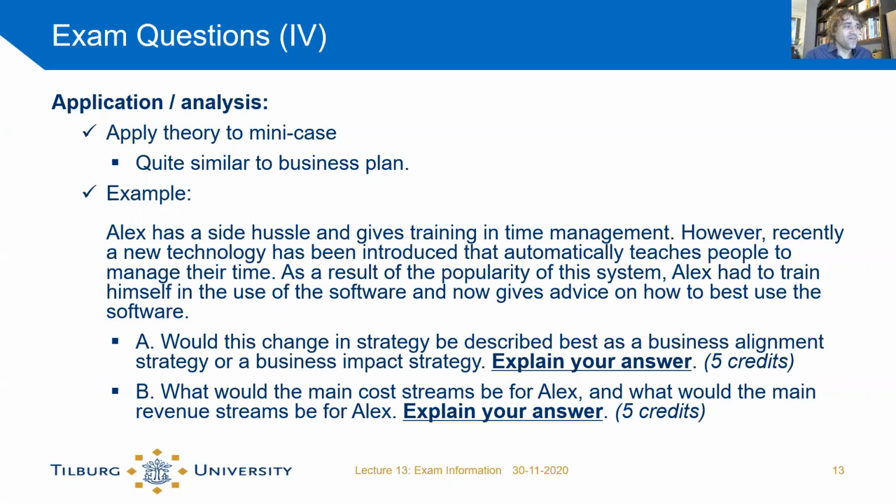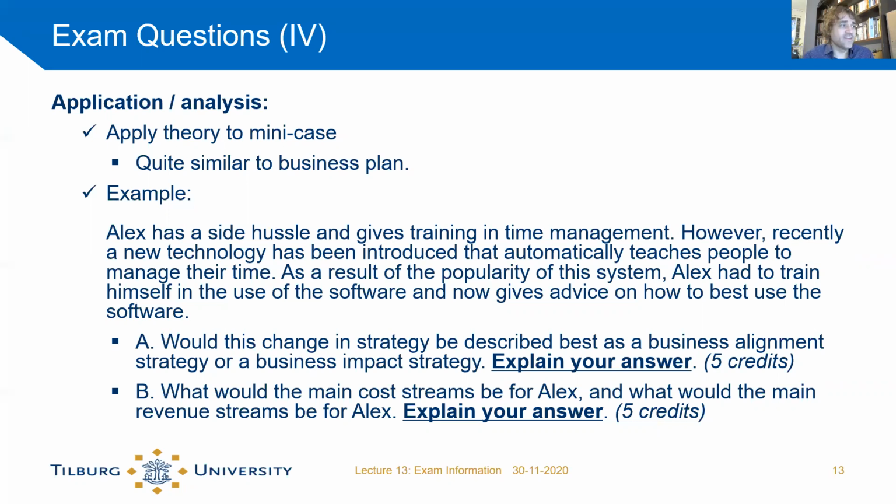Yeah, good point. So for example, here, I will answer it in a moment. Alex has a side hustle and gives training in time management. However, recently a new technology has been introduced that automatically teaches people to manage their time. As a result of the popularity of the system, Alex had to train himself in the use of the software and now gives advice on how to best use the software. So A, would this change in strategy be described best as a business alignment or business impact strategy? Explain your answer. What would be the main cost stream for Alex and what would be the main revenue stream for Alex? Explain your answer.